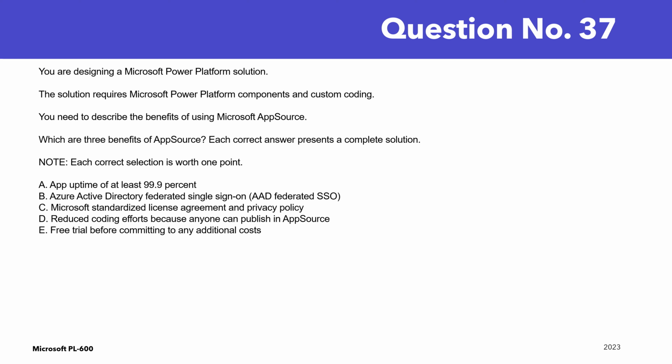A. App uptime of at least 99.9%. B. Azure Active Directory Federated Single Sign-On, AAD Federated SSO. C. Microsoft Standardized License Agreement and Privacy Policy. D. Reduced coding efforts because anyone can publish in AppSource. E. Free trial before committing to any additional costs. Correct answer: C, D, E.